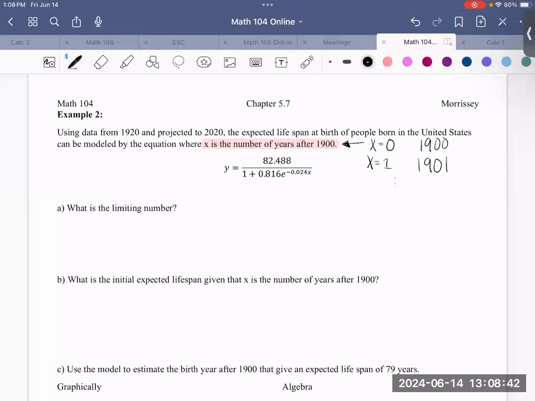So when it says A, what is the limiting number? Pause the video, see if you can come up with that value. Our limiting value would be 82.488. So we cannot exceed that. Then it says, what is the initial expected lifespan given that X is the number of years after 1900? So the initial lifespan means the original lifespan when X is equal to 0.